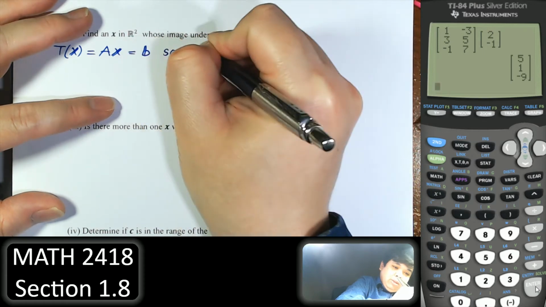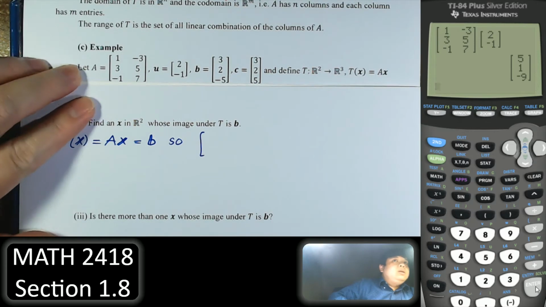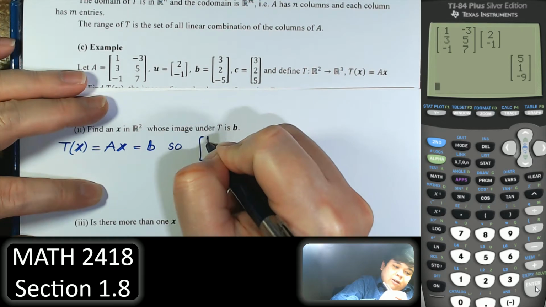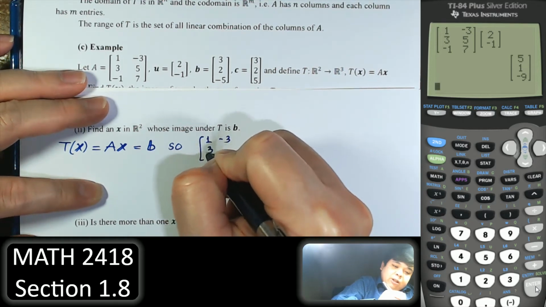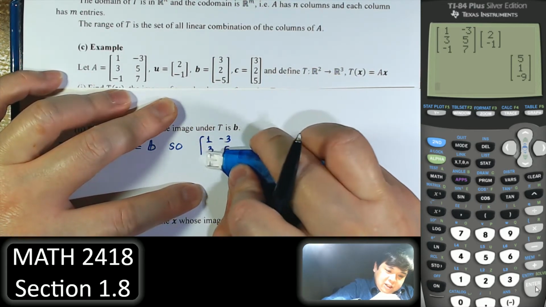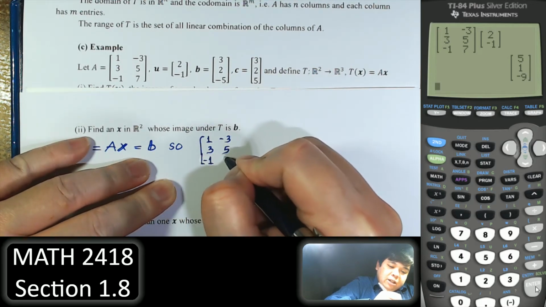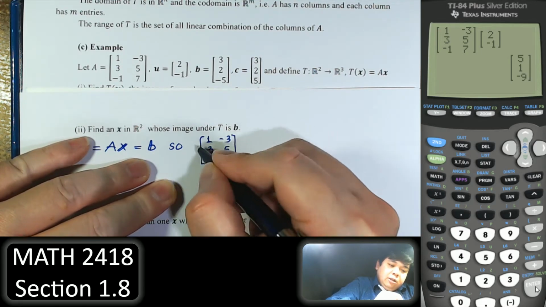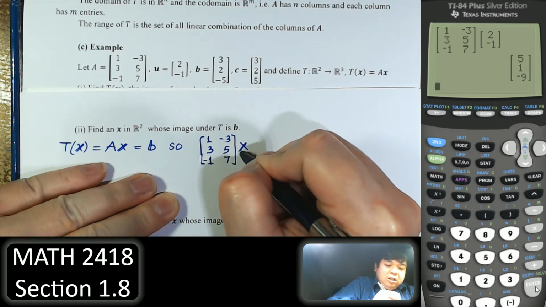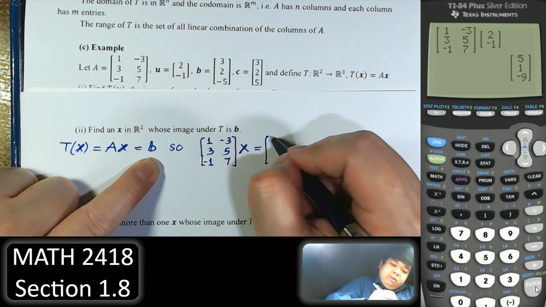So we will say the matrix A is 1, negative 3, 3 and 5, negative 1 and 7, times x. We're just going to say x equal to b, which is 3, 2, negative 5.